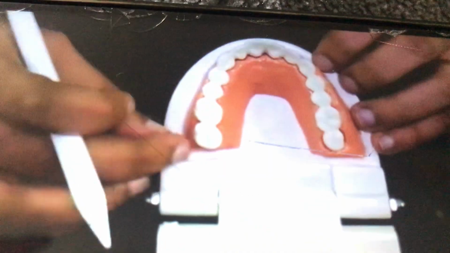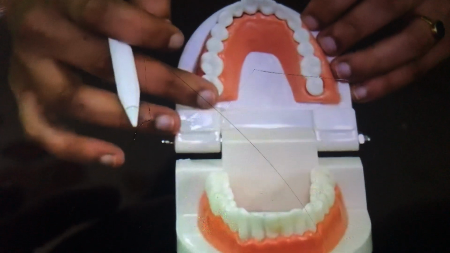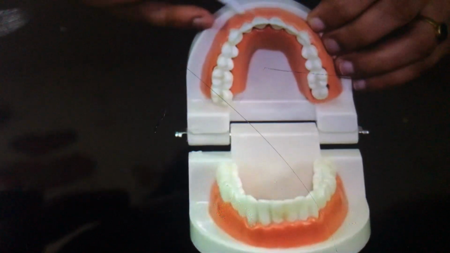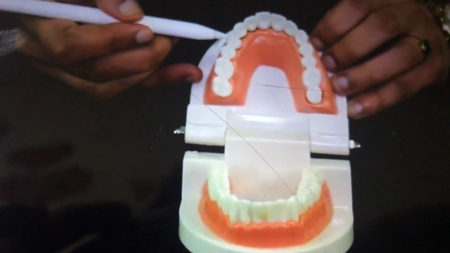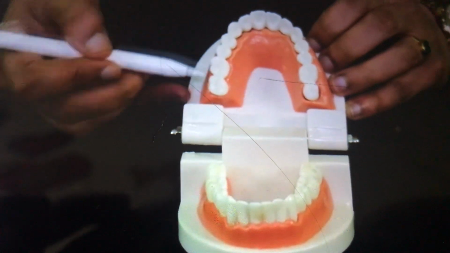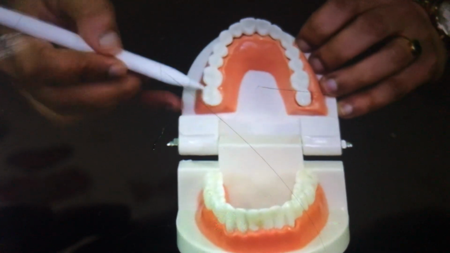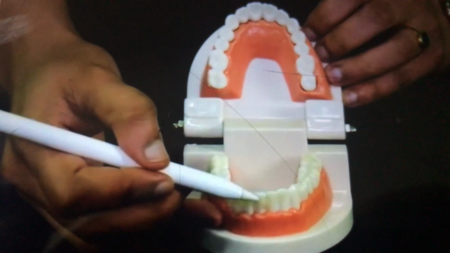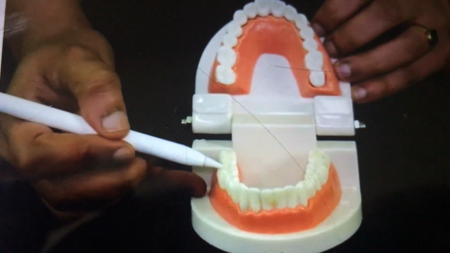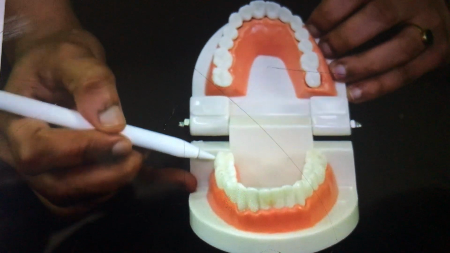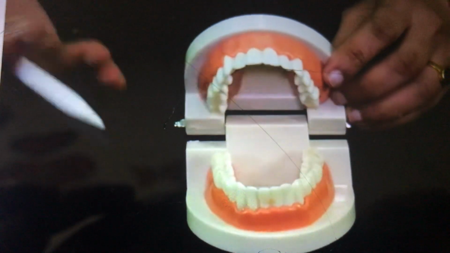So now this is your maxillary jaw and this is your mandibular jaw. So embedded here are your permanent set of teeth. So this is your central incisor. This becomes your maxillary lateral. This is your canine, first premolar, second premolar, first molar, and the second molar. Now similarly for your lower teeth, you have your central, lateral, canine, first premolar, second premolar, first molar, and your second molar. So let's understand the surfaces of the teeth here.